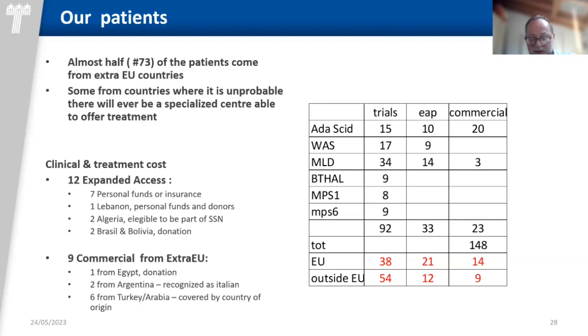In our experience, we had 73 patients coming to Milan from extra-European countries. The majority of them came within a clinical trial, so all the costs were covered. But then we had 12 patients in expanded access and 9 patients for commercial treatment who came from outside Europe. What happened? Luckily, 7 had enough personal funds or insurance coverage to cover all the costs. In some cases, donors appear and can provide additional support.